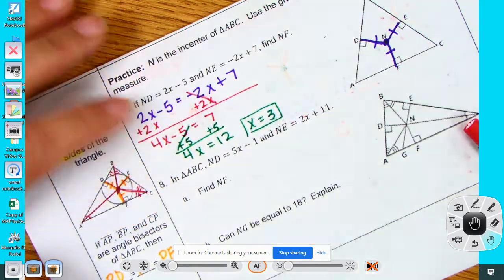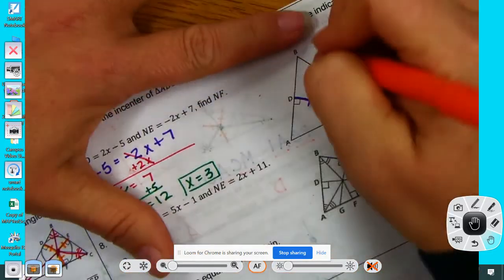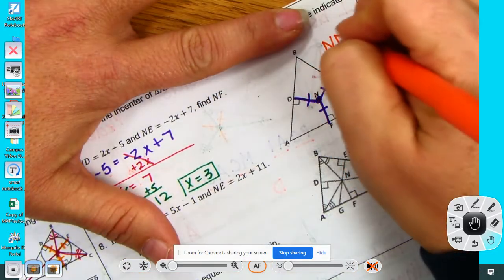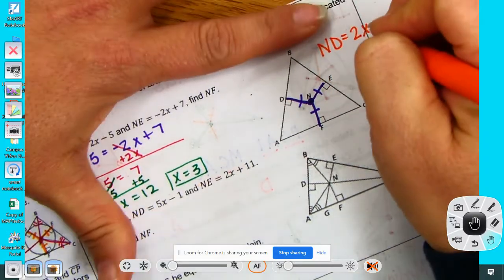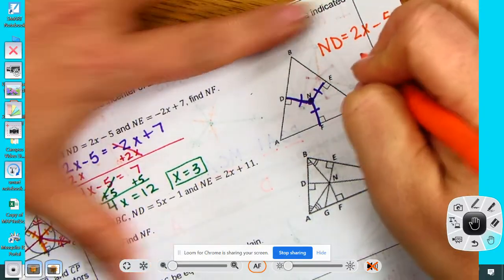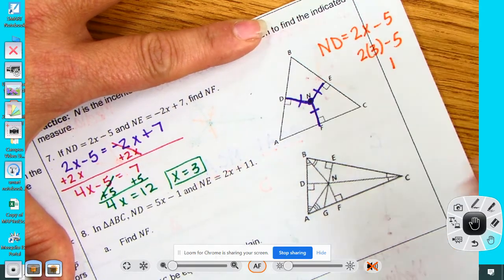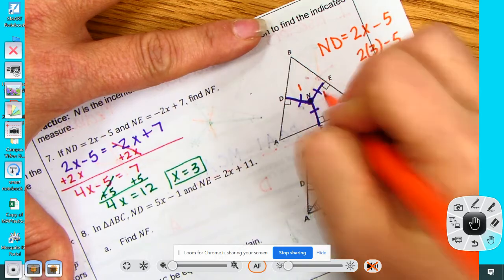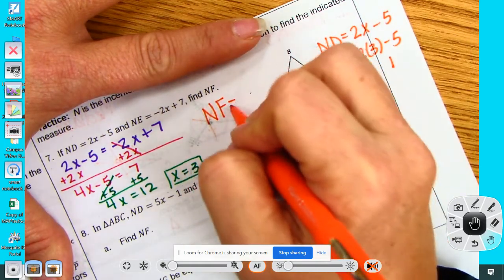Well, if x is 3, then I'm going to plug it in. So ND is 2x minus 5. That means 2 times 3 minus 5, which is 1. So all of these have a length of 1. NF is 1.